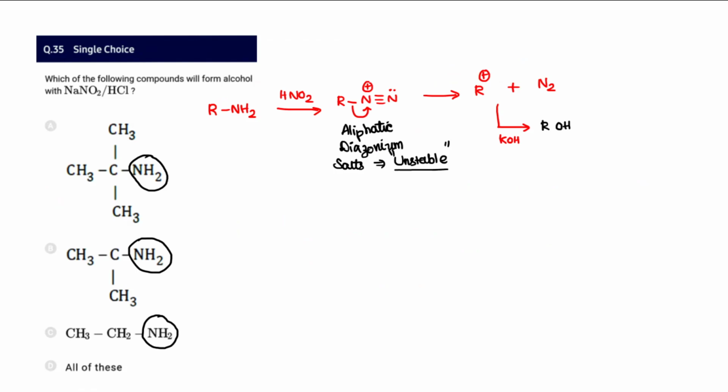And 35, which of the following compounds will form alcohol from sodium nitrite? The amine R-NH2 with HNO2 forms RN2+. Aliphatic diazonium salts lack stability from resonance, whereas aromatic diazonium salts are said to be more stable. So the aliphatic diazonium salts are unstable, and further upon treatment with KOH it produces ROH, alcohol, and dinitrogen will be released. So the option that is exactly matching here is D, all of these, because all have NH2 that gets converted into R+ and then N2.